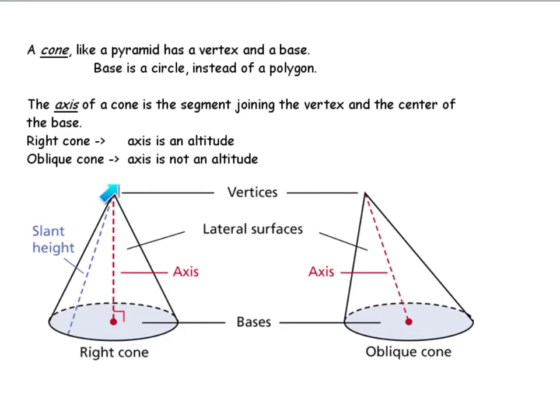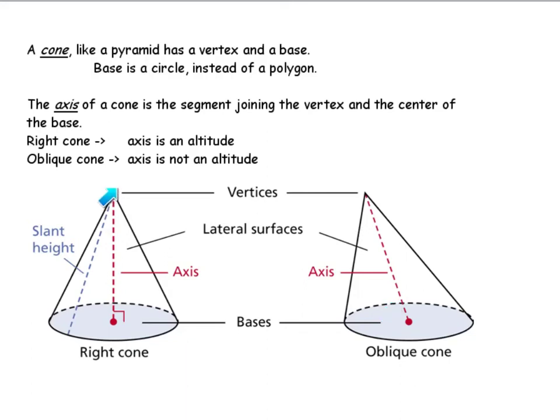So the vertex that we're working with is at the same exact spot. It's at the top point here, and it is directly above the base of my cone. And the segment that attaches the vertex to the center of our circle is called an axis. It was the altitude on the other one. This is called an axis on my cone. A right cone is a cone that has an axis that is an altitude, so it forms a right angle. An oblique cone, which we never really deal with, is where my axis is not an altitude, so it's not forming a right angle with my base.